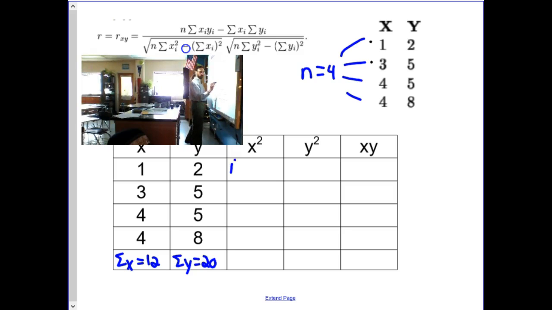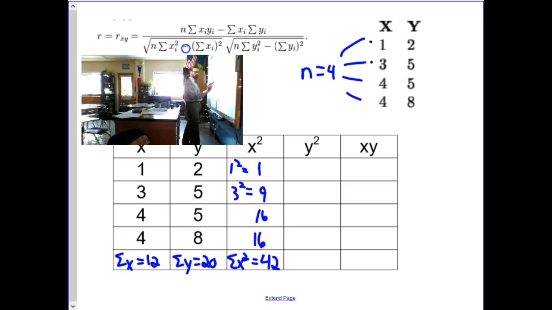So x squared means 1 squared is 1. 3 squared is 9. 4 squared is 16. 16. Now I'm going to sum them up. The sum of x squared equals 1, 6, 32, and 10 is 42.